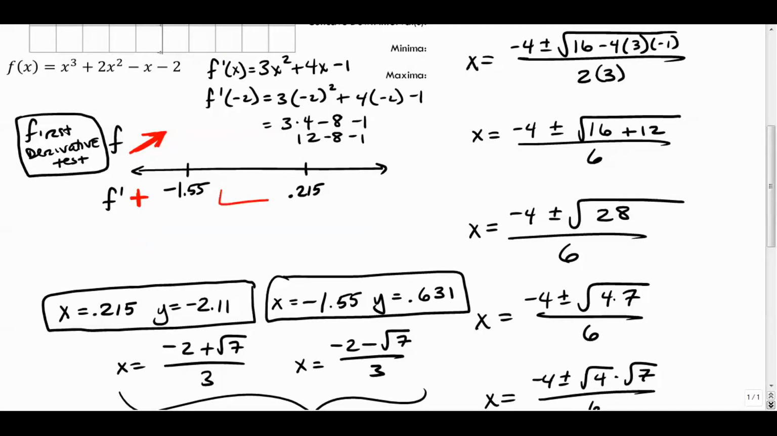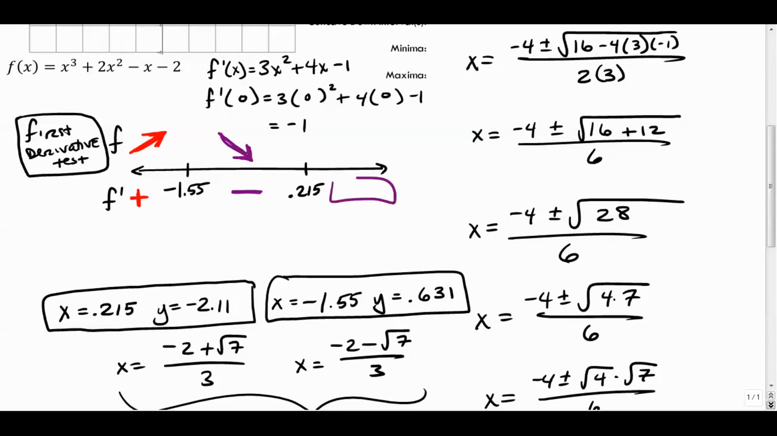Let's test a number that's in between these two. How about 0? Let's test 0 in our derivative. Since 0 comes in between these two, I want to know what the derivative value is. With 0 here, I get that my derivative is -1. So it's a negative. That means the function goes downhill. Remember, derivatives tell you which way the function goes, up or down.